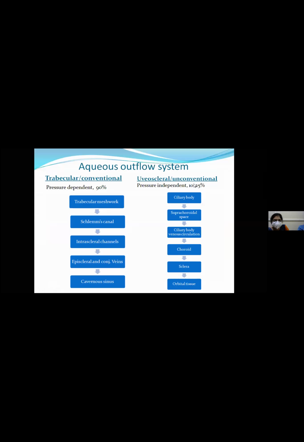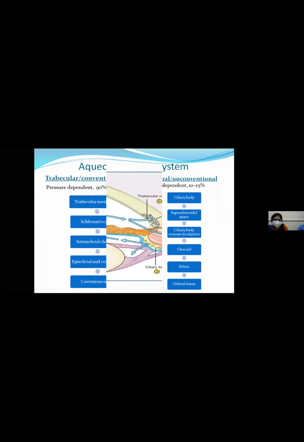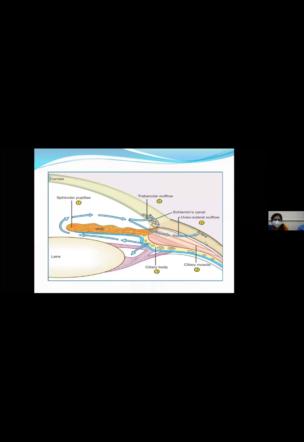Then the uveoscleral outflow, which is unconventional: 10 to 25% of the fluid is drained by this mechanism and it's pressure independent. From the ciliary body, the fluid moves into the suprachoroidal space and then into the choroidal vasculature and then sclera, and then it moves into the orbital tissue.